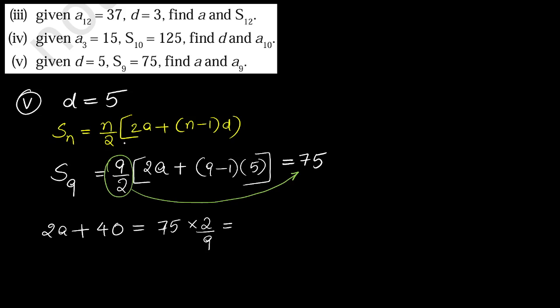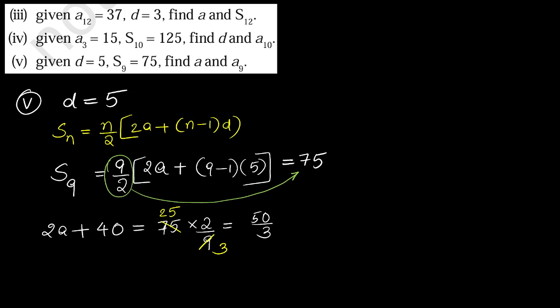d equal to 5, Sn equals n by 2 into 2a plus n minus 1 d. S9 equal to 9 by 2 into 2a plus 9 minus 1 into d. 2a plus 40 equal to 75 into 2 by 9. I did not see any mistake. Here dividing by 3, 25, 50 by 3. Till this step are you okay? All of you clear? Please respond. Yes, sir. Benedict clear? Benedict okay.